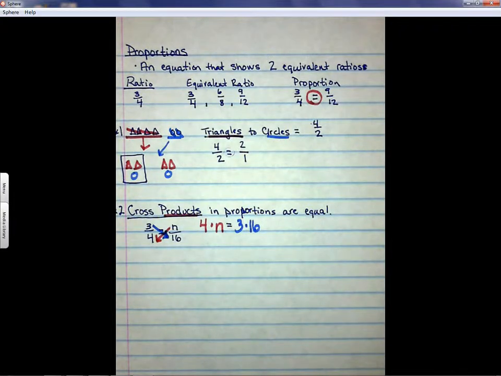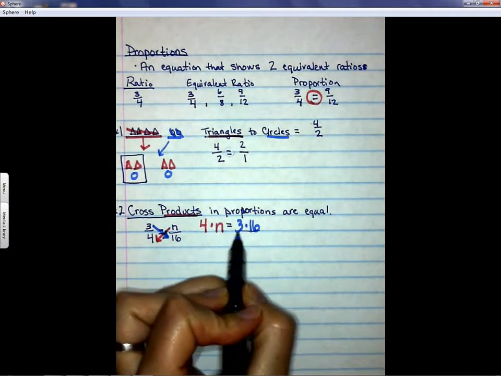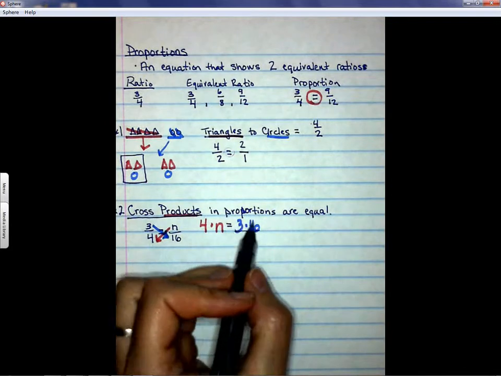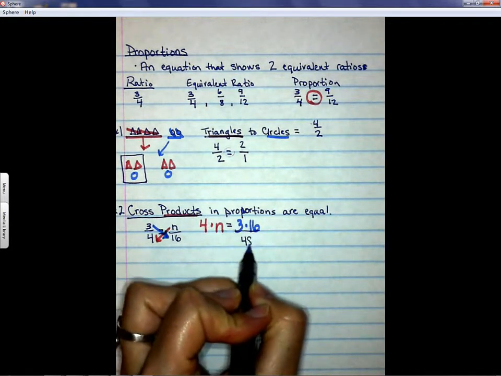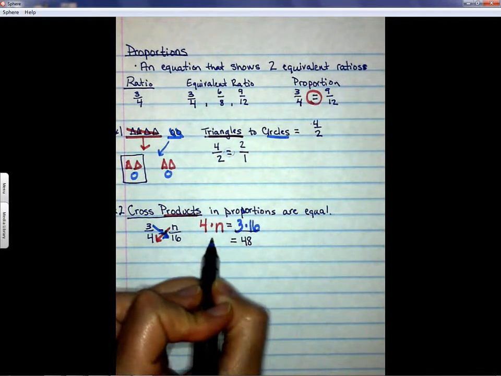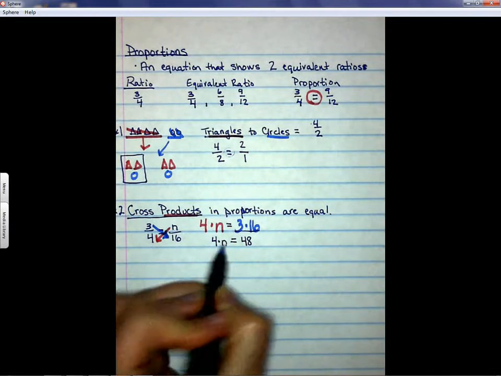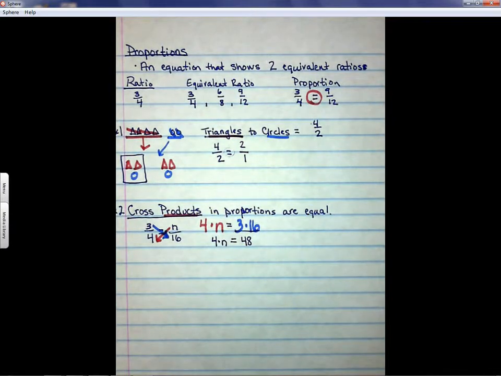Now we just have to solve this simple equation. The first thing we have to do is simplify the side that does not have the variable. So 3 times 16 is 48. And over here I have 4 times n. Do you know how to solve this equation from here? Take a moment and do it.